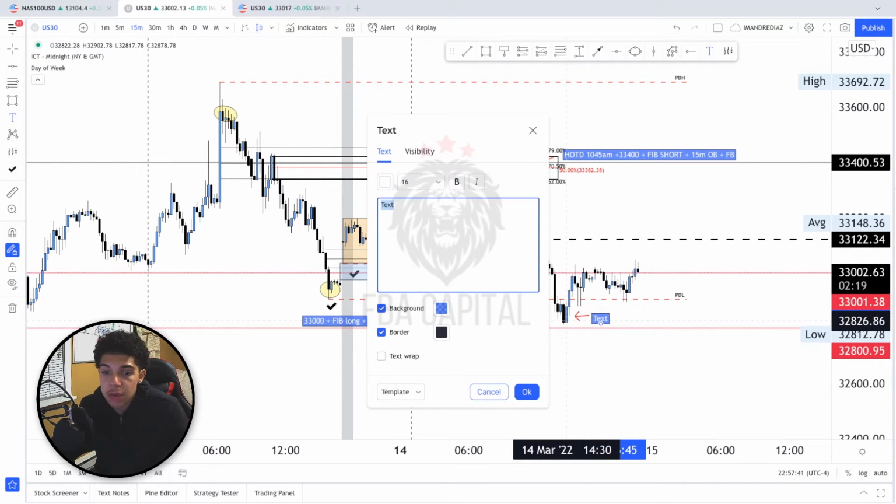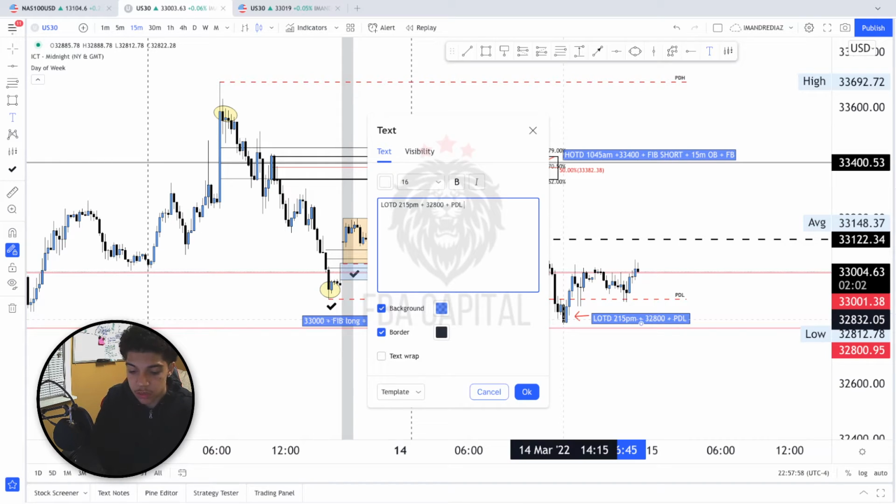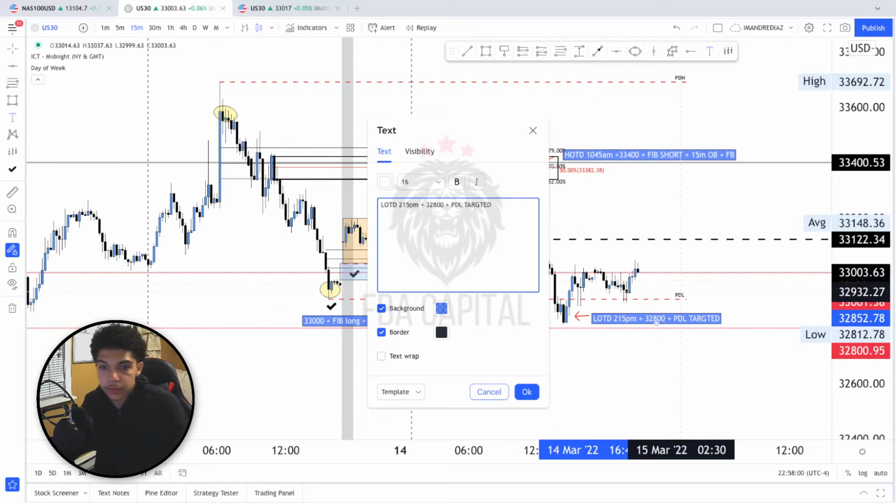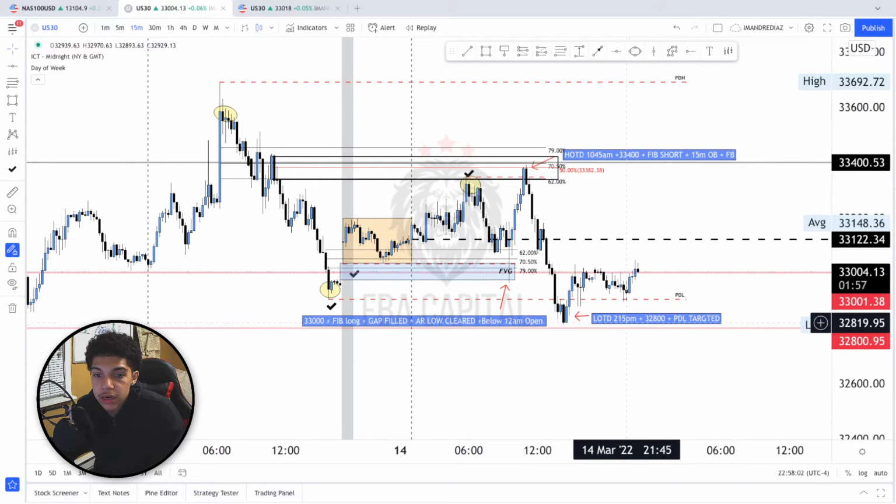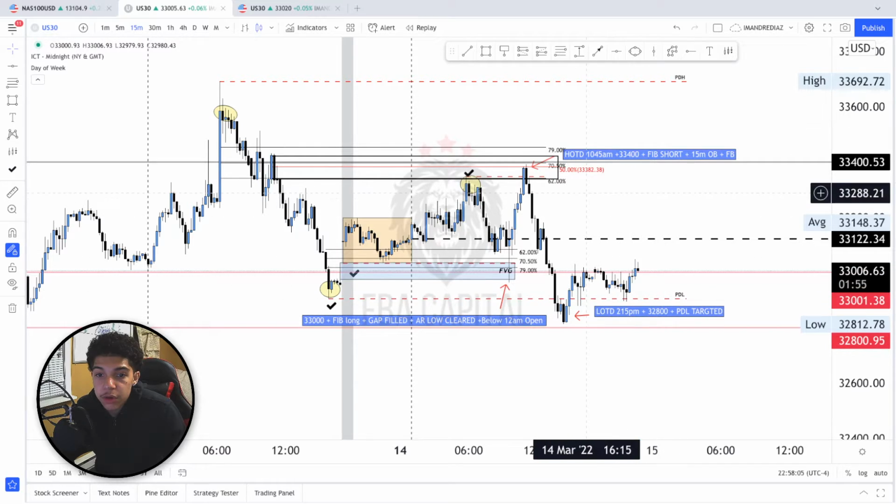At what time did this happen? 14:15, which is about 2:15. So we have the low of the day at 2:15 p.m. at 32,800 after previous day's low was targeted. So this is what ended up becoming the low of the day from here.